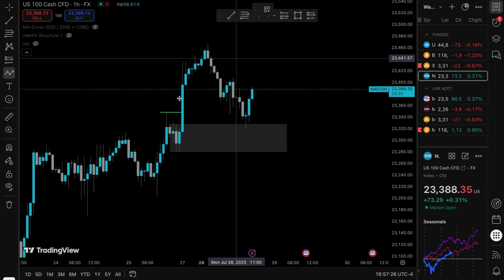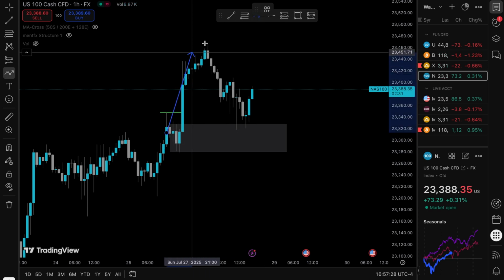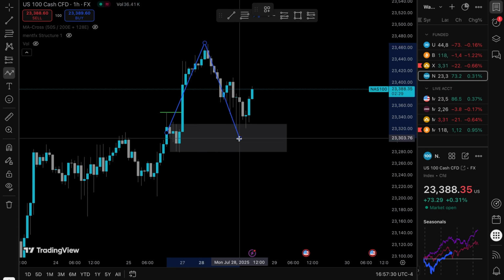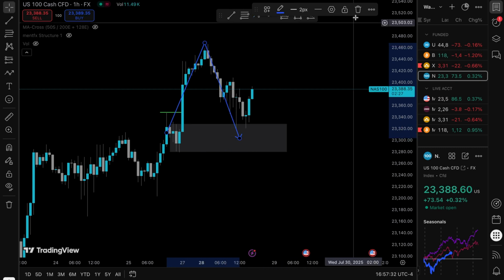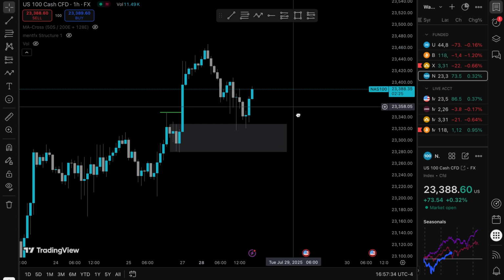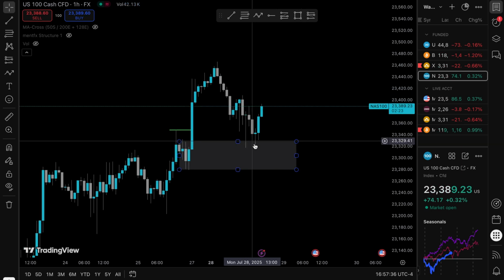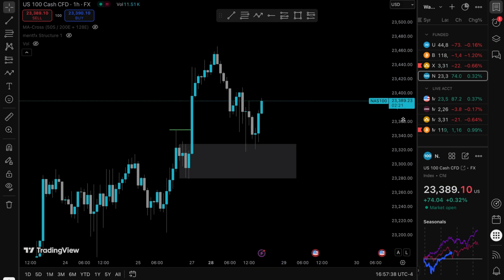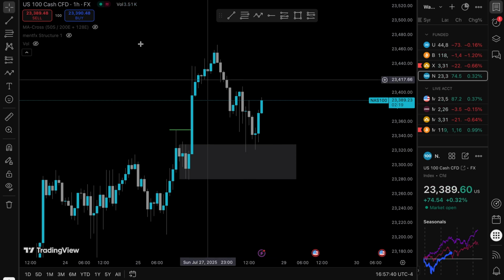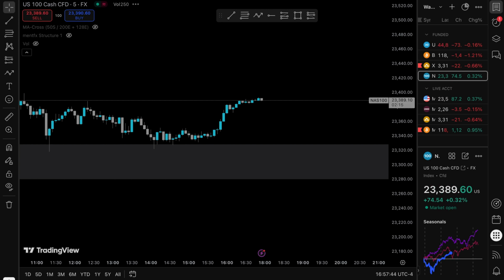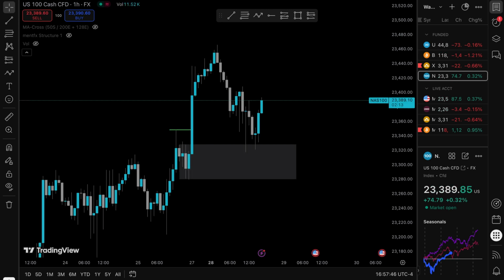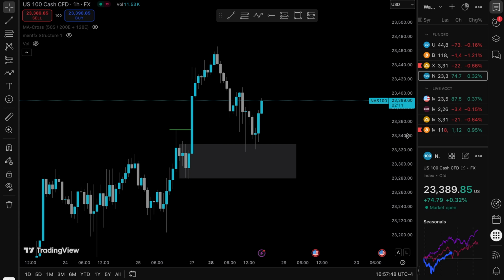Now I want price to break, which it did, and I want it to come back down and tap the zone. And what did it do? Exactly that. Now, once the zone is tapped, usually, because I do scalp, I go down to the 5 minute. But because the setup is happening on the higher time frame, I'm gonna stay on the higher time frame.